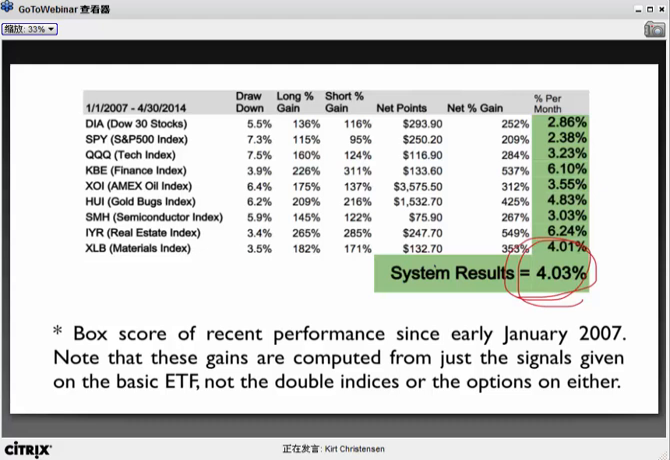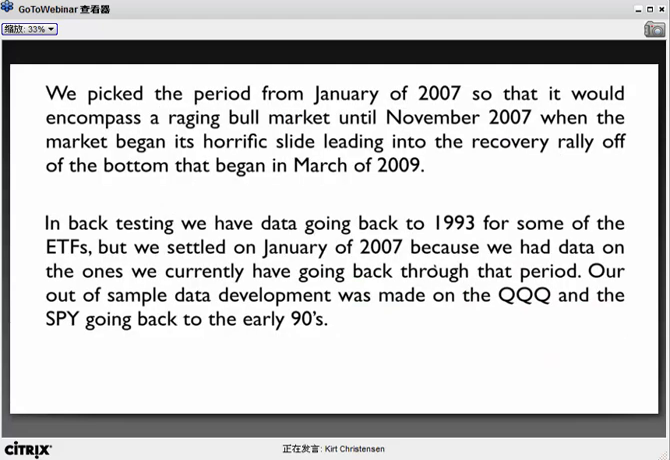So when we put together the system, we started trading the system live in 2007. So we've been, how many years is that? We're on 8 years now. So we've gone through a lot of different kinds of markets, right? We had the raging bull market from November 2007. We had a huge sell-off all the way through March of 2009. So in back testing, before we launched this in 2007, we had data going all the way back to 1993.